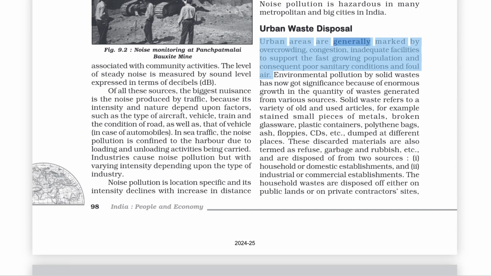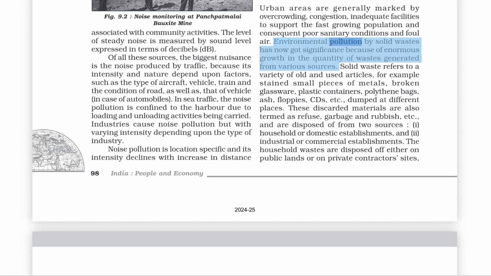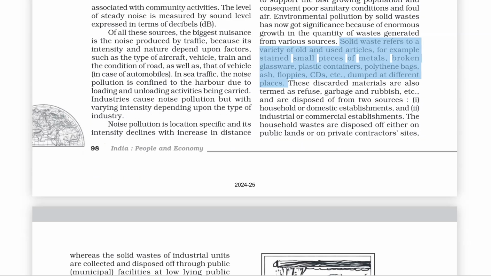Urban areas are generally marked by overcrowding, congestion, inadequate facilities to support the fast-growing population, and consequent poor sanitary conditions and foul air. Environmental pollution by solid wastes has now got significance because of enormous growth in the quantity of wastes generated from various sources. Solid waste refers to a variety of old and used articles, for example stained small pieces of metals, broken glassware, plastic containers, polythene bags, ash, floppies, CDs, etc., dumped at different places.